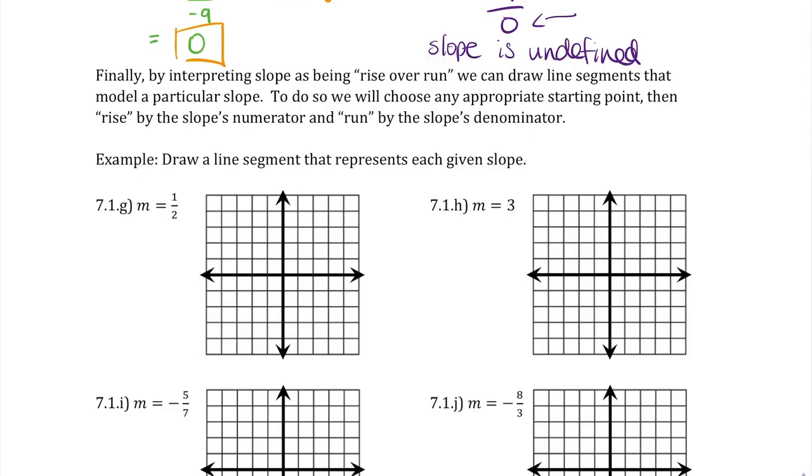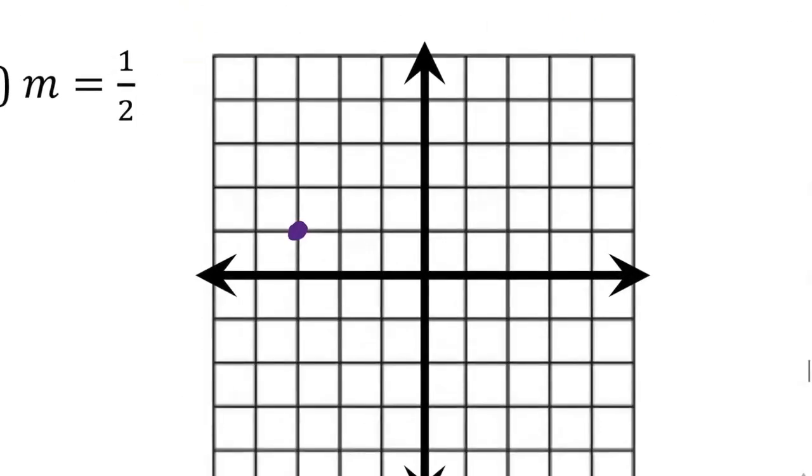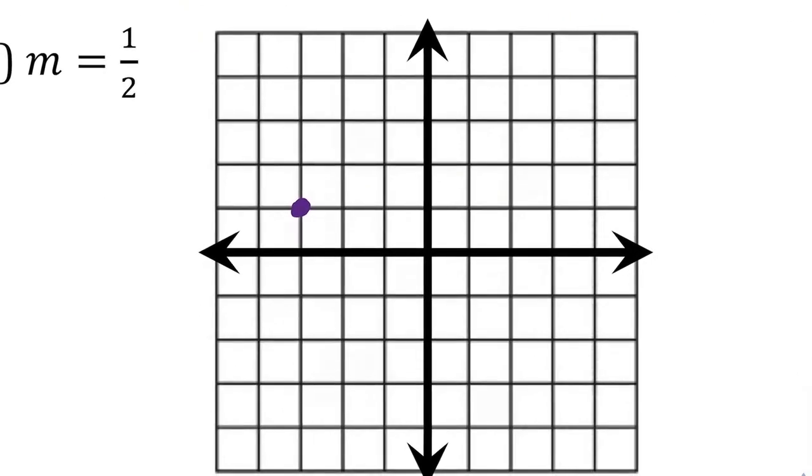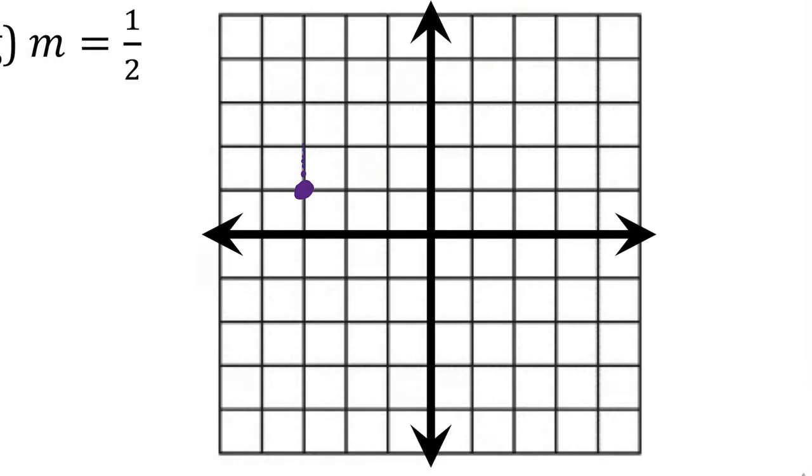So in this first case, where the slope's 1/2, let's make a starting point. I don't know, this one. That's a great starting point. In order to get to the next point, we will rise by 1, so it's like somewhere up there, and run by 2, always going left to right whenever we run. So there's our next point, and if we play connect the dots, nice straight line. That line has a slope of 1/2, and it's beautiful.